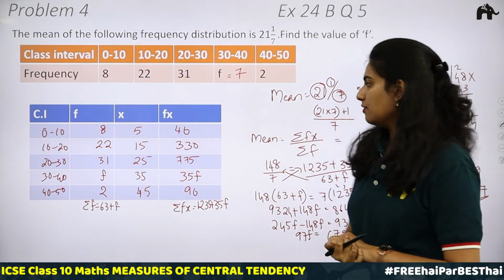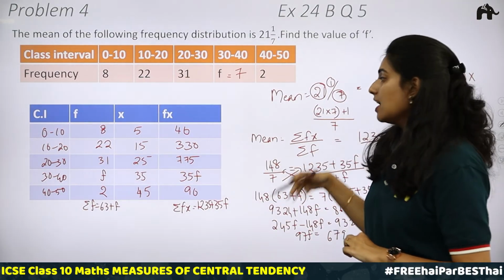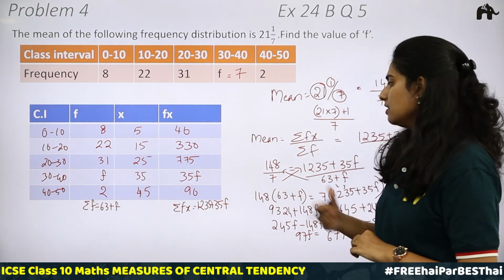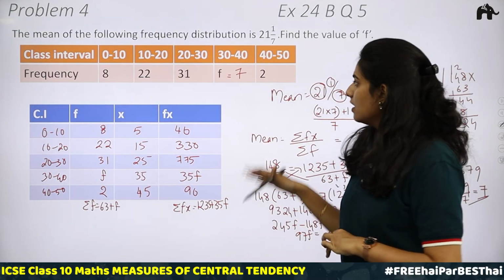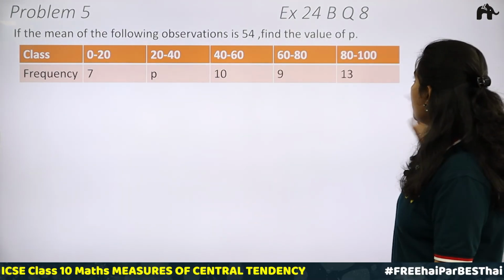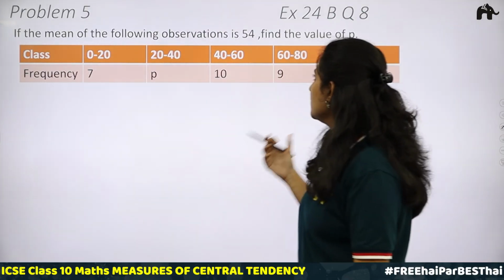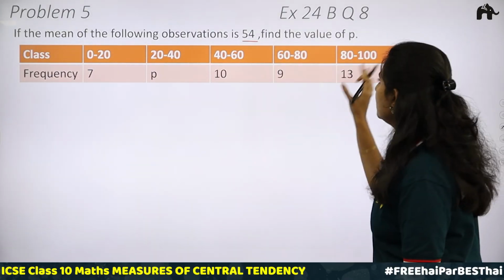Understood what are the steps that are followed? You can solve this using the shortcut method or the step deviation method. Make changes as required. Understood this? Problem number 5, question 8 of exercise 24B. If the mean of the following observation is 54, find the value of P. Mean is given, we have to find the value of P.